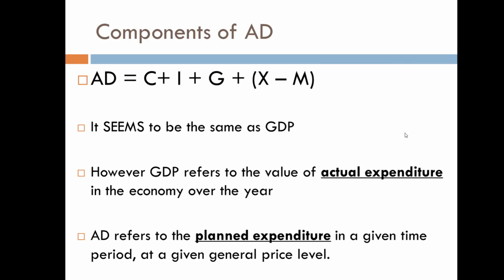So now we know the components of AD, and that's why I told you before that the expenditure approach is one very important method you should always remember, because it is connected to the components of AD. Every time something changes in one of the components, the AD will change. It makes sense, right?